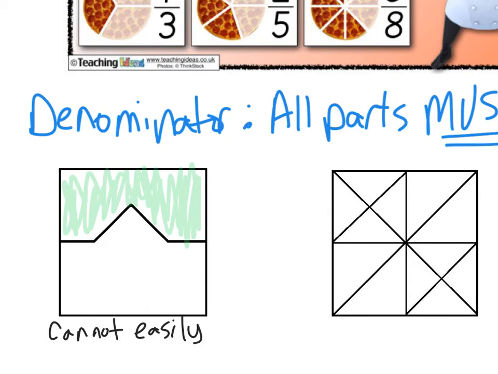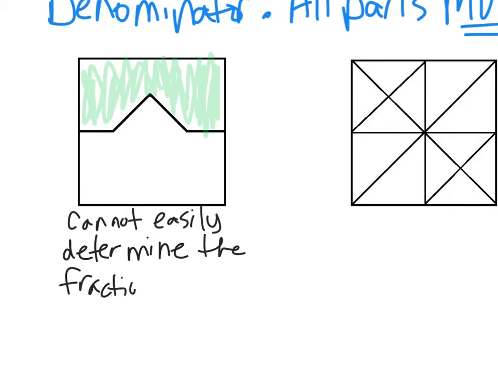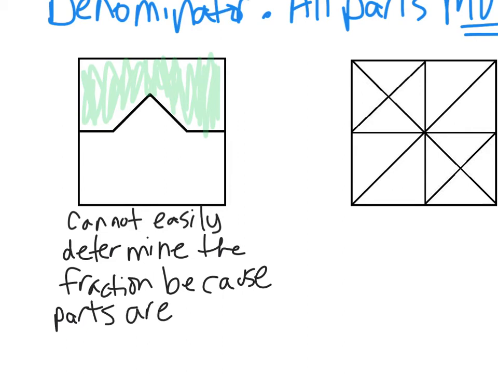And the mistake that I see students make is saying, well, there's two parts, so that must be 1/2 shaded. But I can look at this and know for sure half of this is not shaded. So we cannot easily determine the fraction because the two parts are not the exact same size, because the parts are not equal. So if you can get that one concept into your mind, it will help you a whole lot.